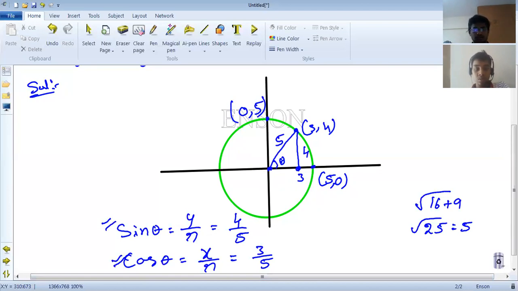Now we are going to solve for cos 90 degrees and sin 90 degrees.